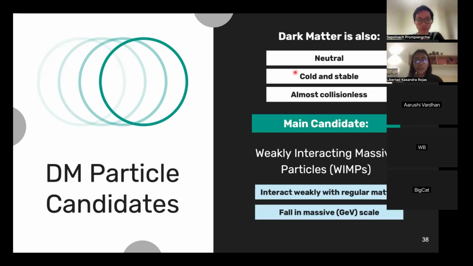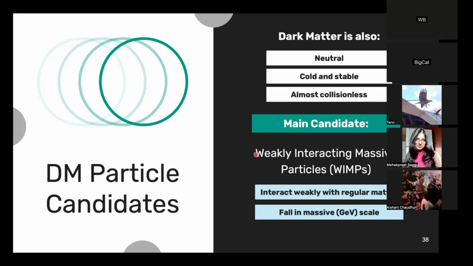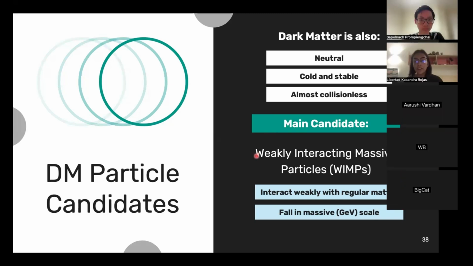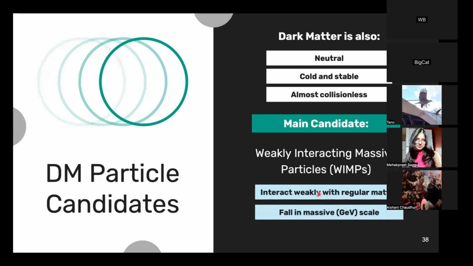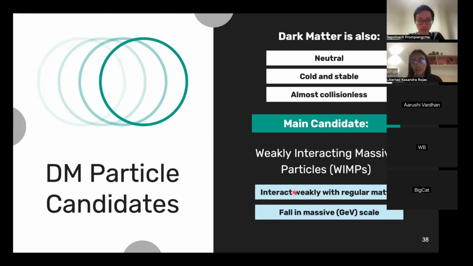Since we have pretty much ruled out everything, what is usually done in this case is that a theoretical type of particle is proposed. And the main candidate, or the main particle that has been proposed for dark matter, is known as the weakly interacting massive particle, or WIMP. Its name pretty much has the main characteristics of this type of particle. The first one being that it interacts weakly with regular matter. And when I say weakly, I do not mean through the weak force. Okay, so it's not associated with the weak force. In this case, it just interacts weakly with regular matter, and it falls in the massive scale of particles.